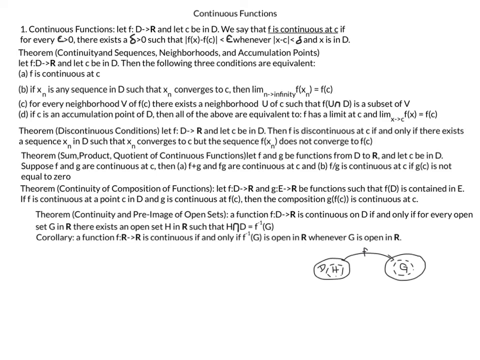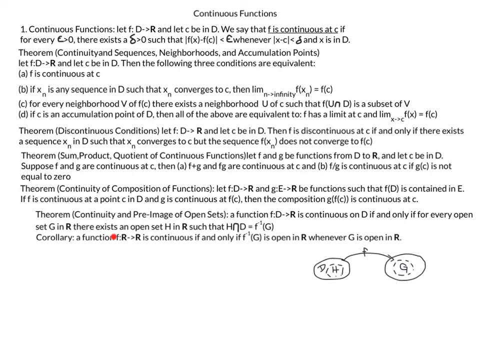Now we have a theorem about continuity and pre-image of open sets. So if we have a function f from D to R, it's continuous on D if and only if for every open set G in R, there exists an open set H in R such that H intersect D is equal to the pre-image of G. So here we have a function that goes from D to R, and if we have an open set G in R, then there must exist an open set H in R such that H intersect D is the pre-image of G, the pre-image under f of G.